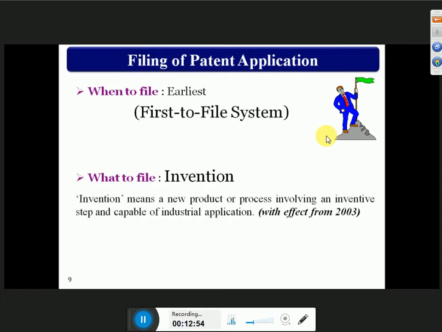So what to file? Basically, invention is the thing that you can file. Before 2003 the definition of invention from the Indian Patent Office was different, but after 2003, invention means a new product or a process that involves inventive steps and is capable of industrial application. Industrial application means it can be suitable to the industry, suitable to social innovativeness. So if you have an invention which provides an easiness in the current procedure, then you can file the patent.